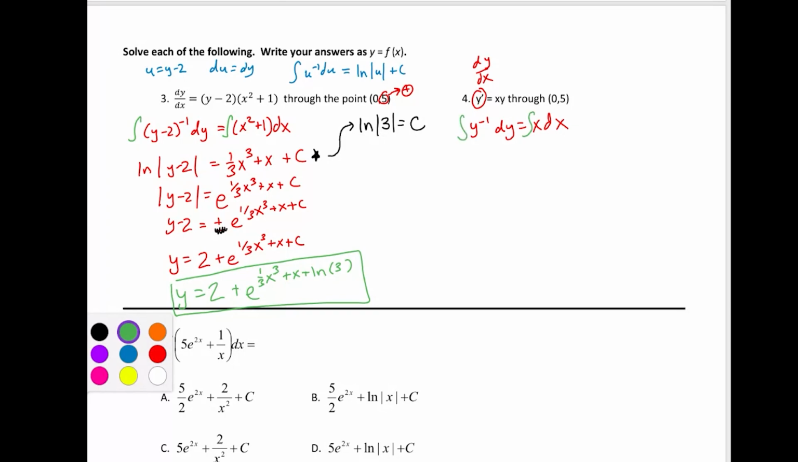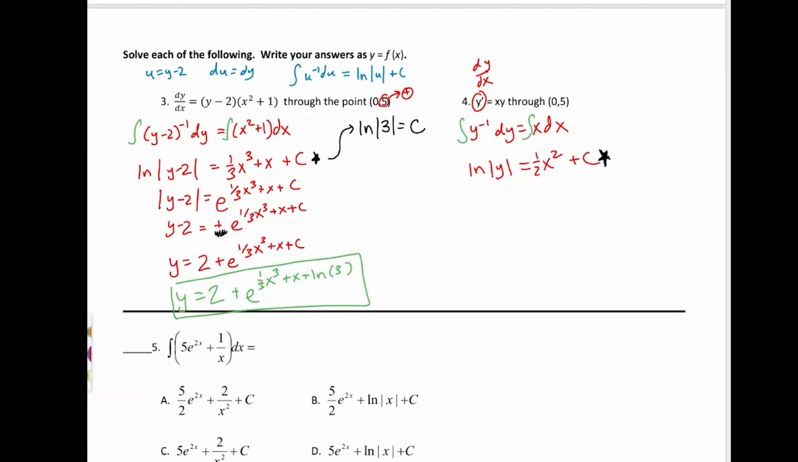So the integral of y to the negative 1, no u substitution or anything required here. It's just going to be the natural log of the absolute value of y equals x squared times 1/2. So this is going to be the equation that I use to solve for c. And yeah, we want to exponentiate both sides here. So I get the absolute value of y equals e to the 1/2 x squared.